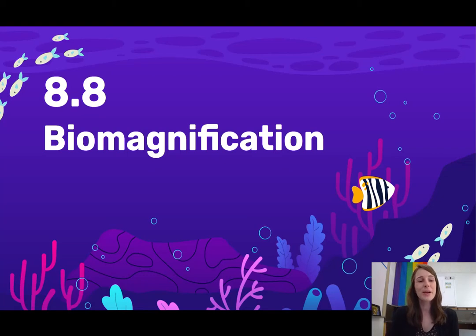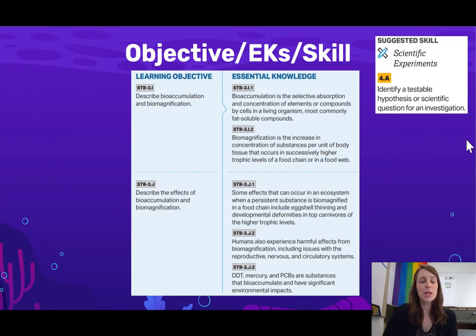Everyone. Today we're going to be learning about section 8.8, which is on biomagnification. The learning objective for today is that you can describe bioaccumulation and biomagnification, and that you can describe the effects of these. Some of the essential knowledge you're going to gain is what bioaccumulation is, what biomagnification is, some of the effects that can occur in an ecosystem from this, some of the ways that humans can be impacted, and some prime examples of types of compounds that we typically see having biomagnification.